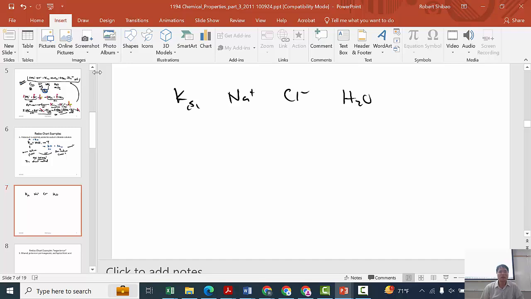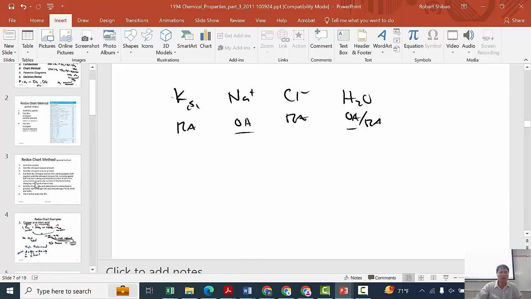And then I'm going to look at the redox chart. On the redox chart, this is on the right side, so that's a reducing agent. Potassium is on the right side, it's a reducing agent. Sodium ions are on the left side, it's an oxidizing agent. Chloride's on the right side, it's a reducing agent. And water's on both sides, so it's both an oxidizing agent and a reducing agent. And so I have two oxidizing agents here. Sodium ions versus water.